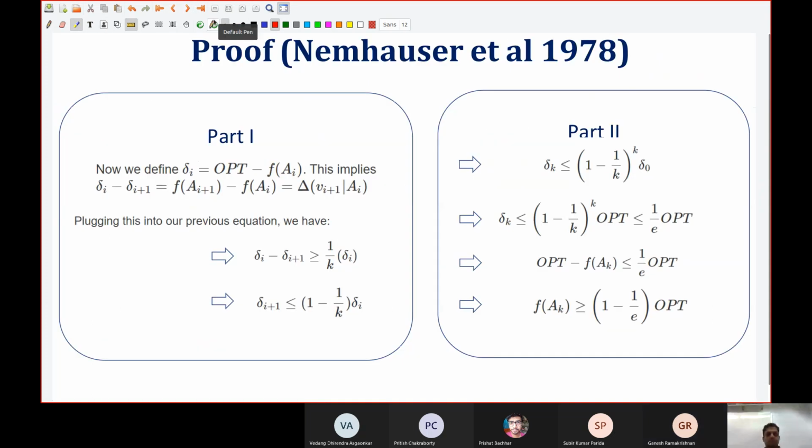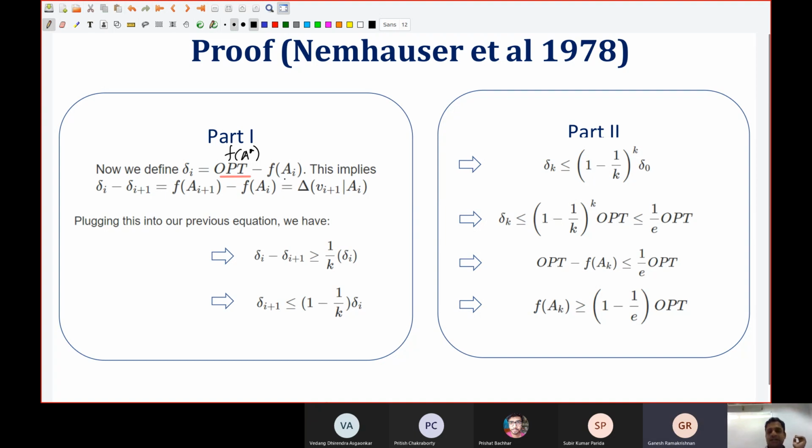Okay. So now we are pretty much there. Now just a little bit more left. So again, I have those relations. Opt is f of a star. Now I'm going to look at the delta i, the difference between the f of a star and f of ai subsequently, right? I mean, as I keep growing ai.